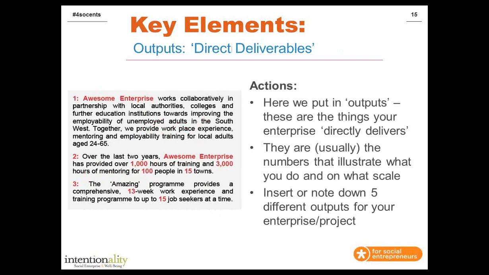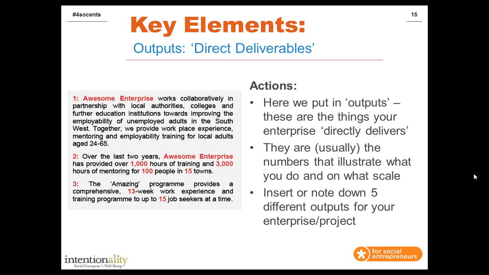In your example, in the template that I've sent through, points 1, 2, and 3 perhaps are what we might call outputs. Outputs are essentially the direct deliverables, usually summed up as numbers, but of course you can sum them up in words as well. They are the things that your social enterprise delivers very directly, the very tangible stuff. So to just illustrate from this example here, Awesome Enterprises describes its work in words. They work to improve the employability of unemployed adults in the Southwest, giving a geographical location, providing workplace experience, mentoring and training and so on.